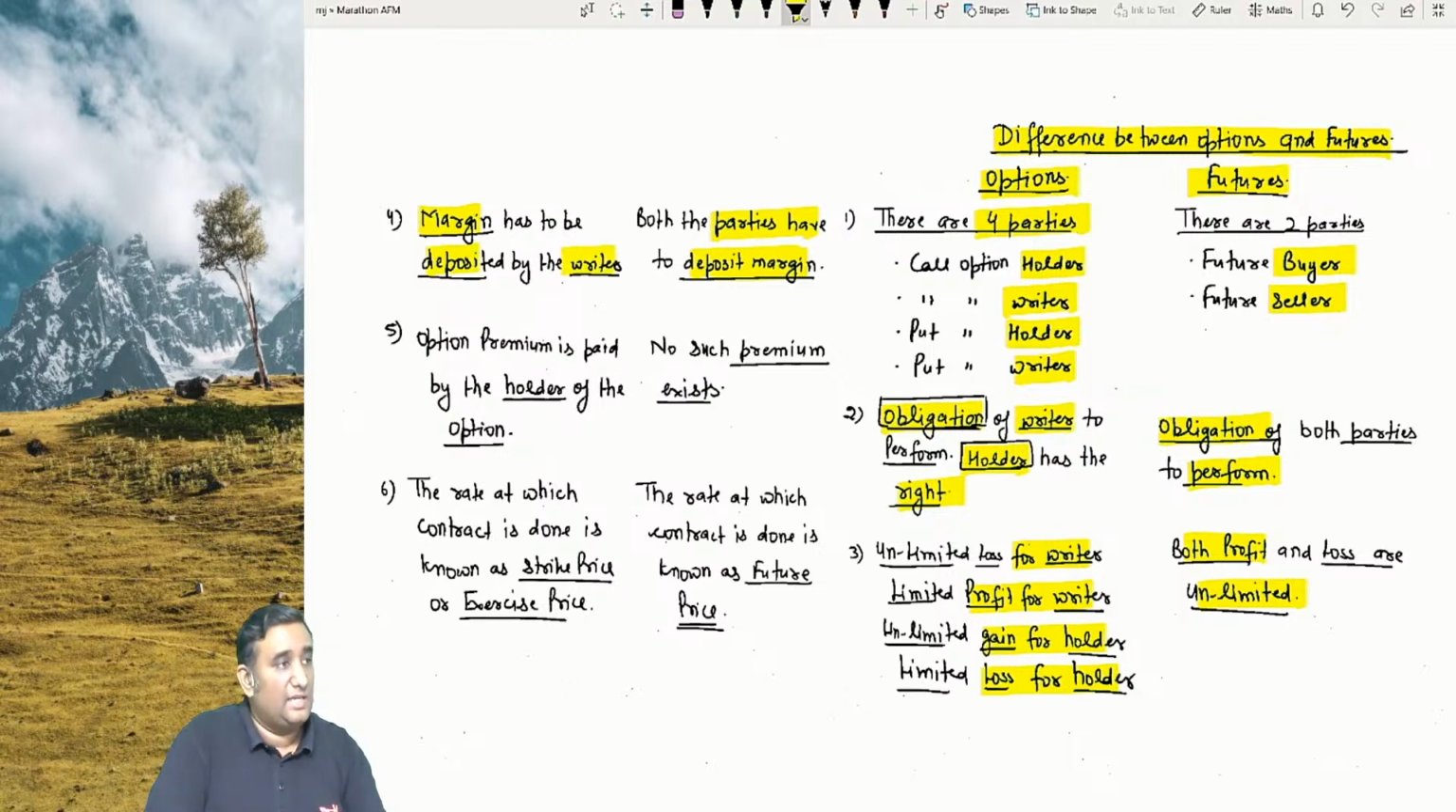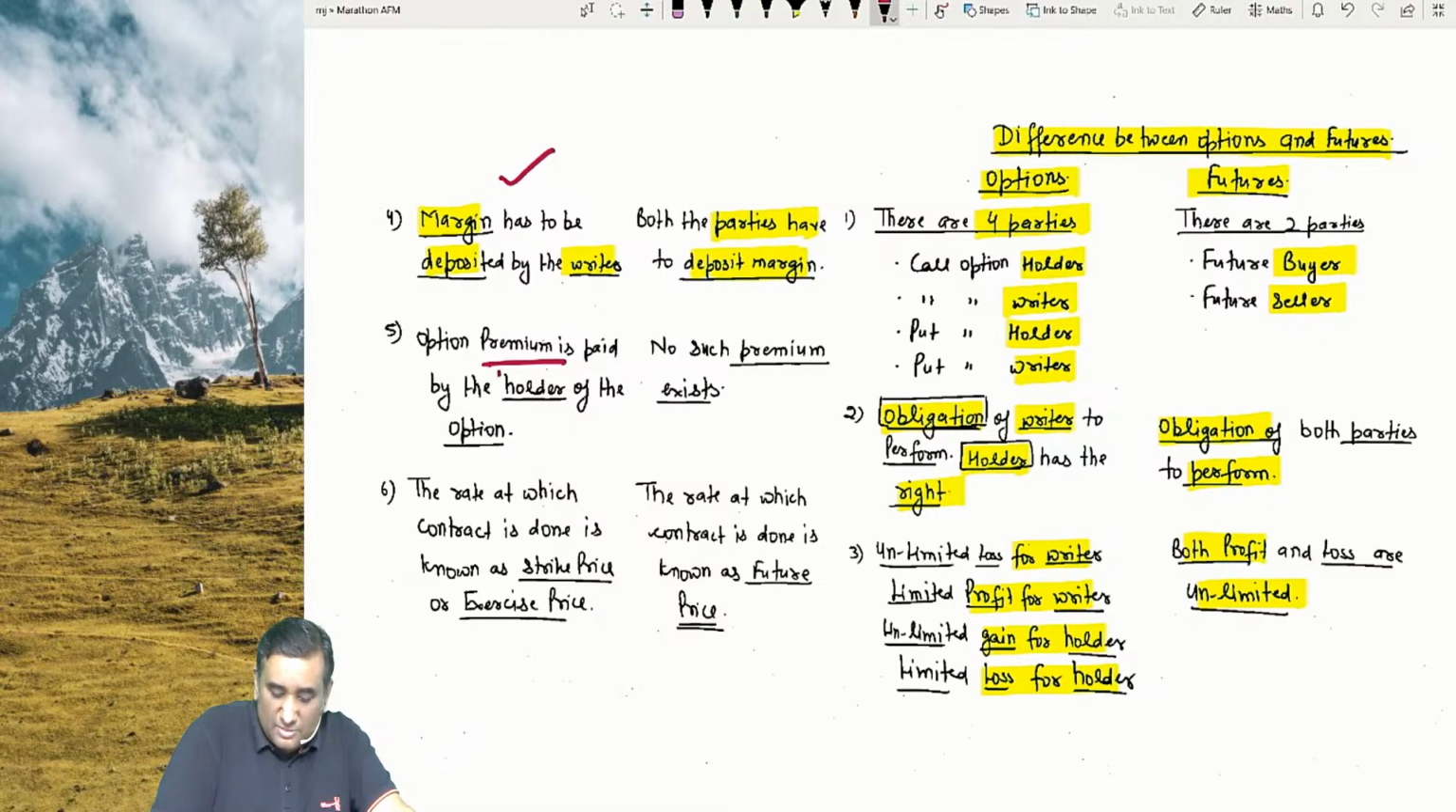Hence, it is not easy for a general retail person to become a writer. The holder knows he has to pay 20 paisa, and 20 paisa into 80,000 is 16,000 rupees, so he becomes the holder. But depositing 5 lakh rupees as a writer is a huge amount, and as the fluctuation happens, money will keep getting deducted from you. So in the case of options, the writer has to deposit a margin.